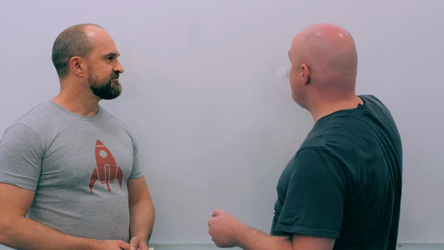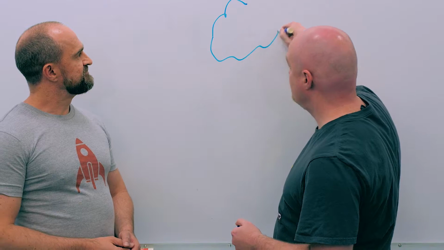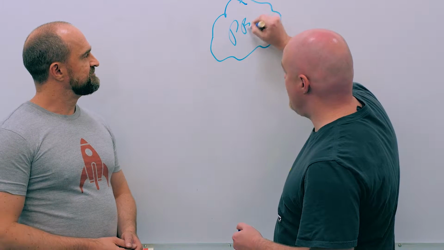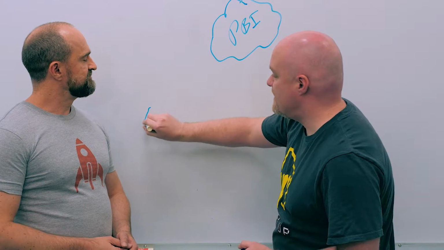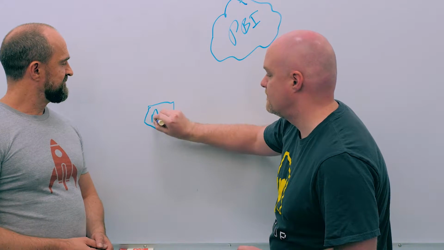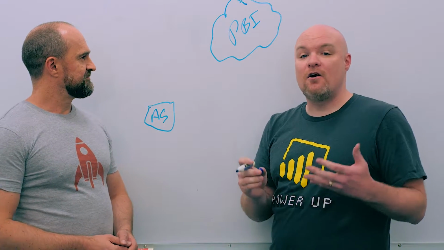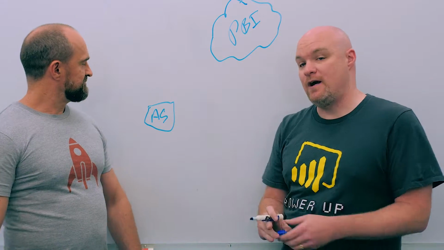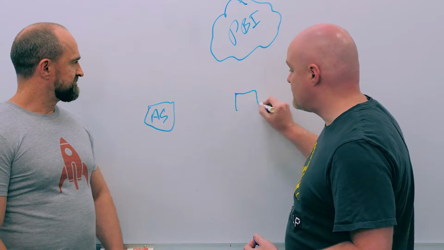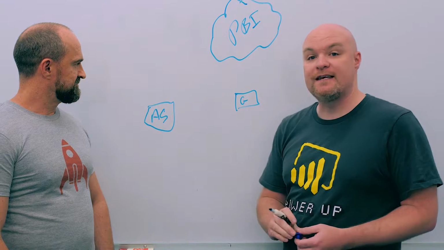Awesome. Let me show you the magic of how this happens. So let's start. We've got Power BI. We've got Analysis Services. And the way that we get this to connect is something called the on-premises data gateway. And so you'll install that on a machine somewhere. We'll just put a G there for the gateway.